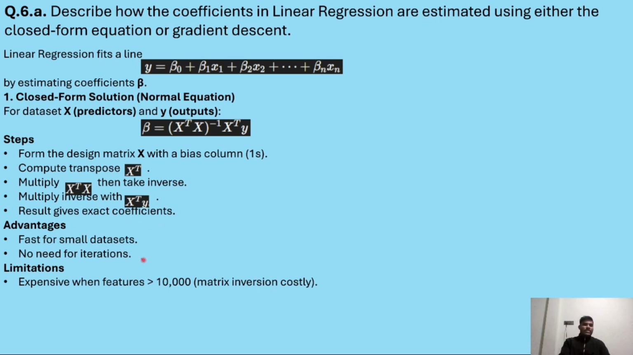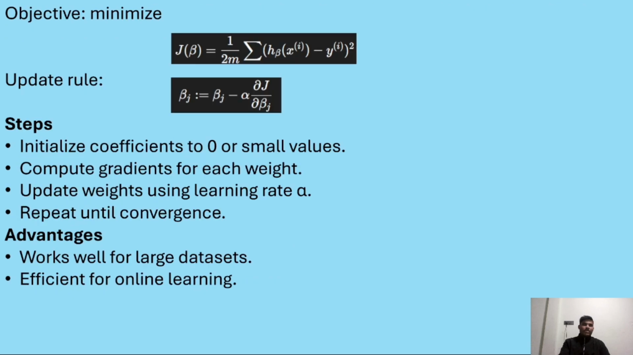Advantages: fast for small datasets, no need for iterations. Limitations: expensive when features are greater than 10,000, as matrix inversion is costly. Now, the objective is to minimize J of beta equals 1 by 2m, summation of (h beta of xi minus yi) whole square.